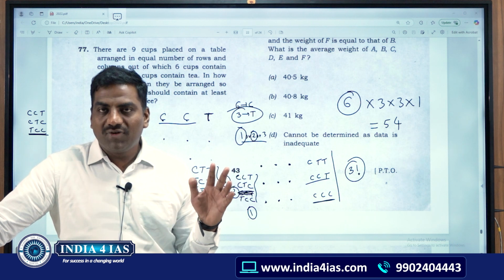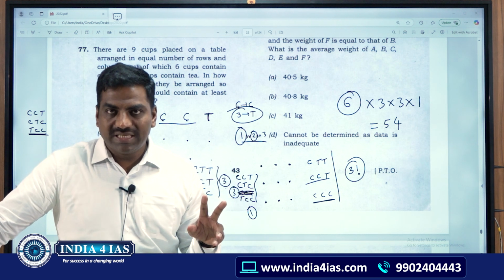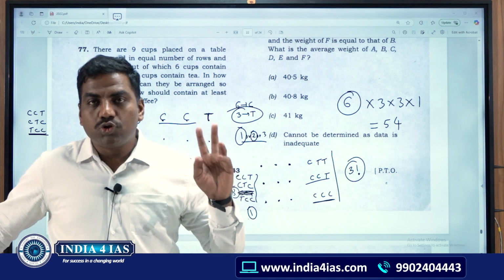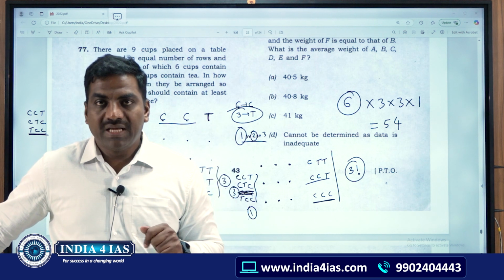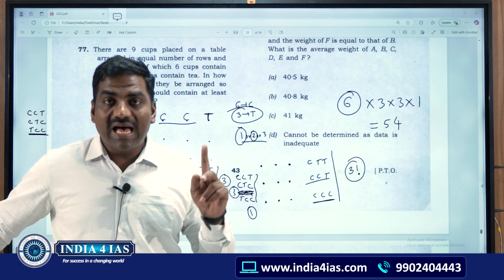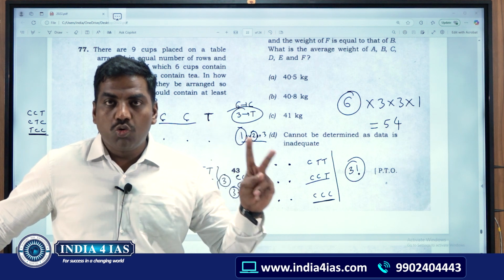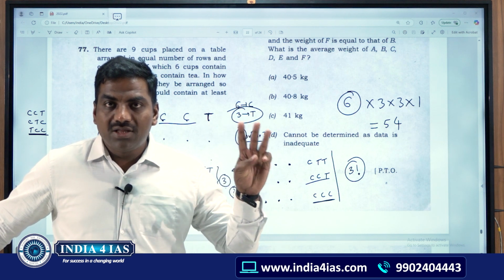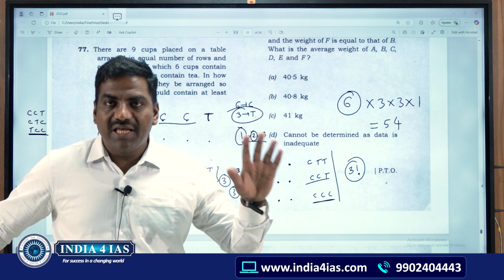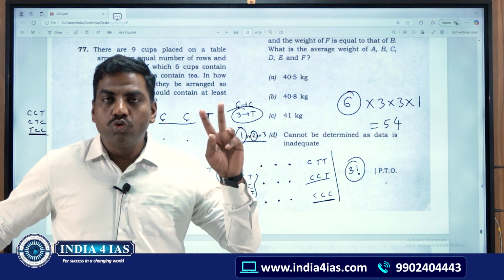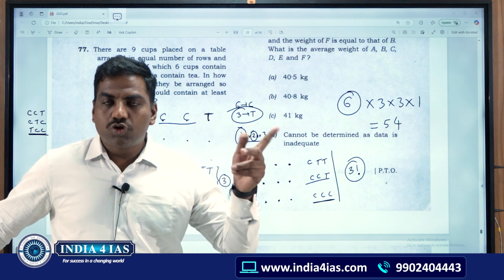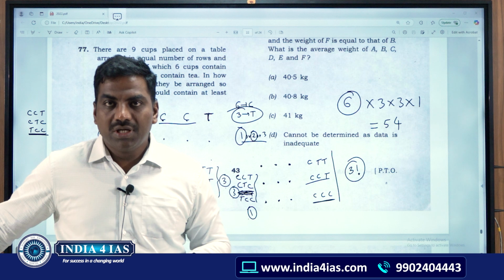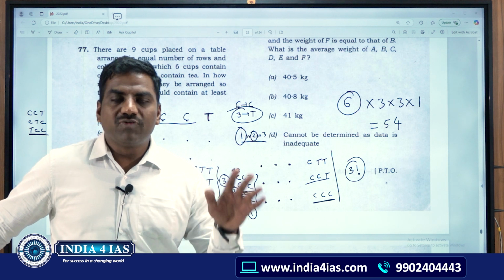First of all, there are 2 ways. That is, each row contains 2 coffees and 1 tea. Another way is having 1 coffee in one row, 2 coffees in another row and 3 coffees in another row. Rest all are tea. When it comes to 2 coffees in each row, it can be arranged in 3 ways. So 3 into 3 into 3, that is 27.